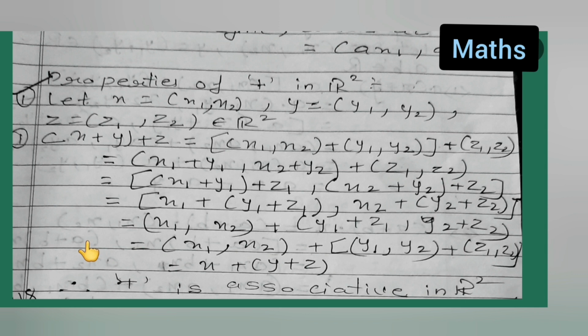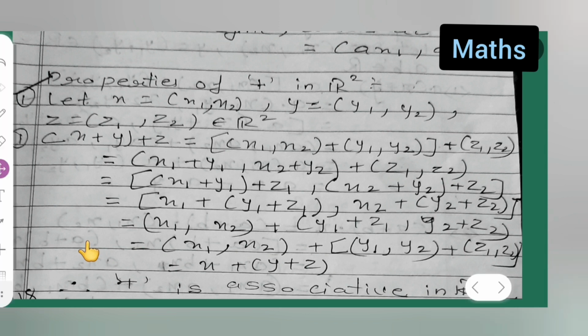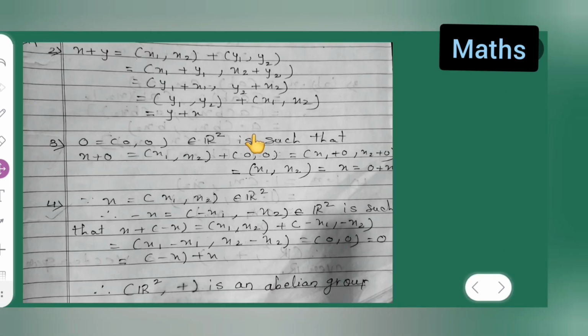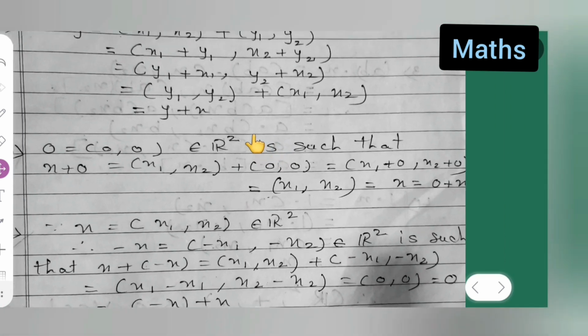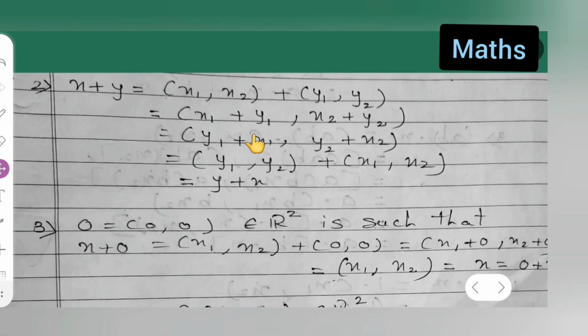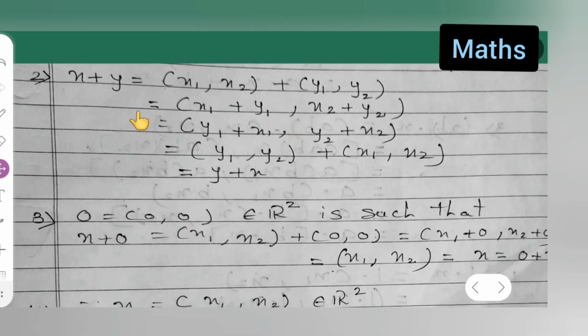So next is what? So let us see the second one. Now this is for commutative property. This is for commutative property. x plus y is equal to x1 comma x2 plus y1 comma y2. This is given, right? The value of x plus the value of y. Now this is equal to what? x1 plus y1 comma x2 plus y2.